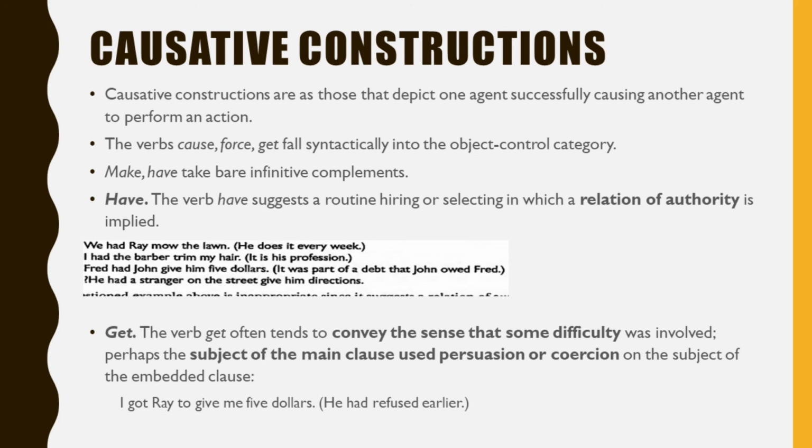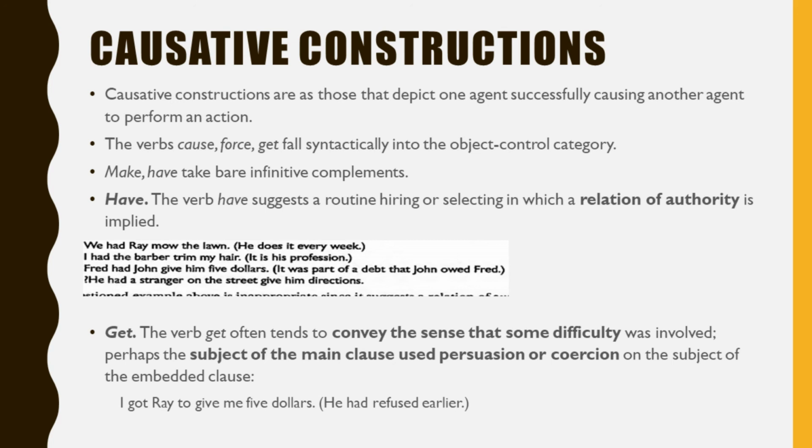We have already spoken of causative constructions as those that depict one agent successfully causing another agent to perform an action. Some verbs which enter into these constructions, such as cause, force, and get, fall syntactically into the object control category. Others, like make and have, take bare infinitive complements. So how do they differ in meaning? Here we will address have, get, and make.